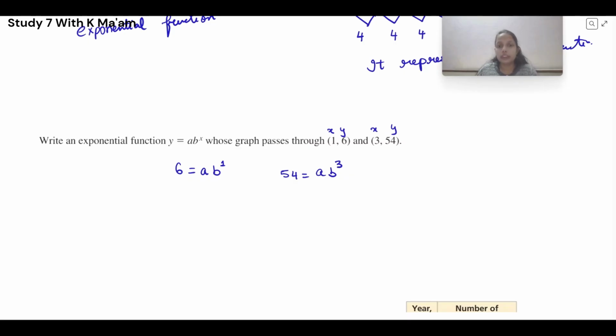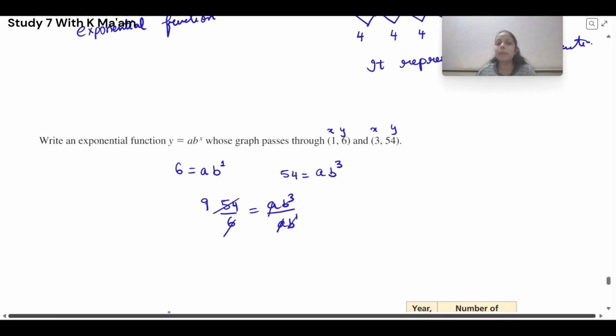I can divide both sides. Left side divided by left, right divided by right. 54 by 6 is 9. A and a cancel. b and b cancel, two b's left. 9 equals b square. So you get b square is 9. If b square is 9 and we know that b is always a positive number greater than 0 and not 1, negative is not possible. So the only possibility is 3. So you got b is 3.